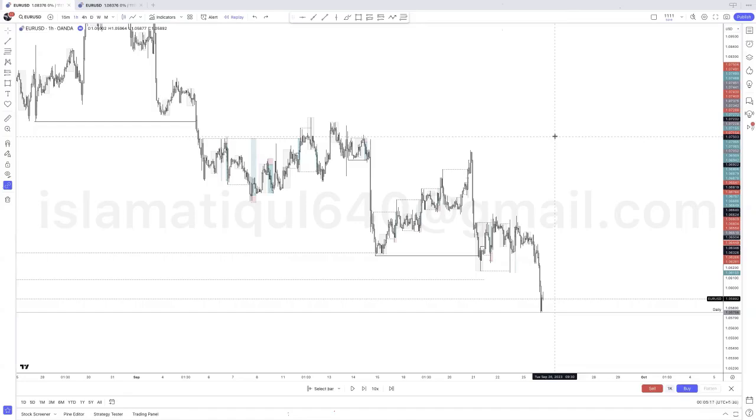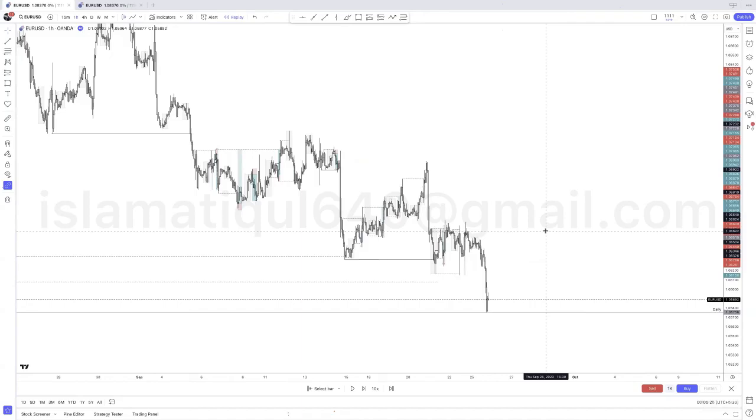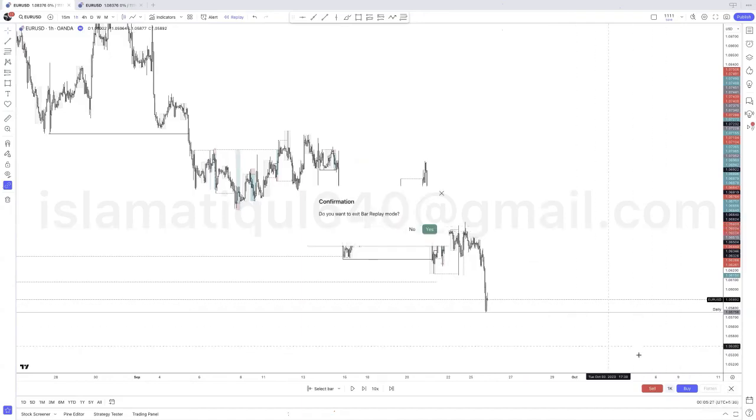You can just enter. If you get stopped out, you know they're going for the next liquidity, so you can enter maybe after that is taken out, and maybe after a breakout structure or rejection candle, once again you can enter.